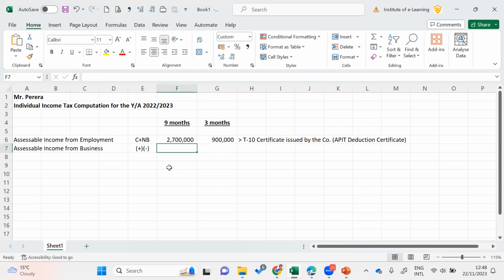So in that case, I will not discuss the calculation of assessable income from business over here. I will take random figures here. Let's say you have 9 million as assessable income from business, and here you have 3 million assessable income from business for the second period.